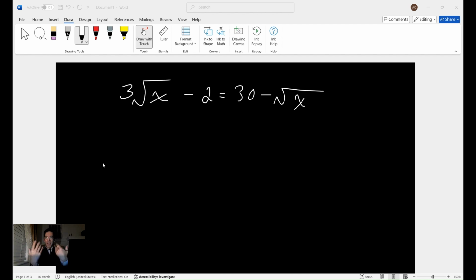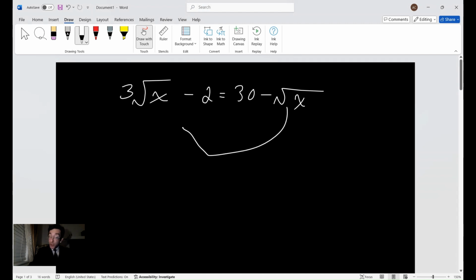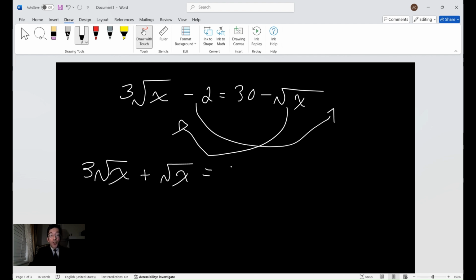So your first step, your instinct might tell you, would be to get all the radical x terms on one side by adding the radical x to both sides, right? So you would have something that looks like this. If we move this radical x to this side, it's called transposition, by the way, to transpose, we now have 3 radical x plus radical x. And of course, if we move this negative 2 to the other side, we have 30 plus the 2.